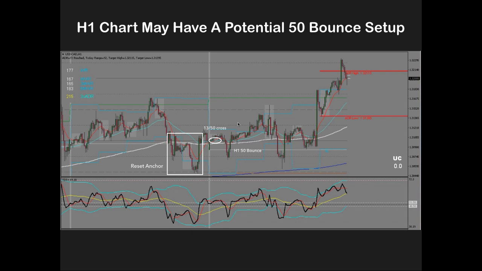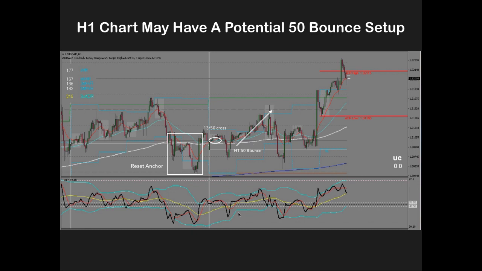Okay, so sometimes looking at an H1 chart is going to give you that setup instead of the M15, because sometimes the M15 just isn't going to give you a clean pattern, and sometimes you're going to get clearer patterns on the H1. All right, nice big move, H1 50 bounce.